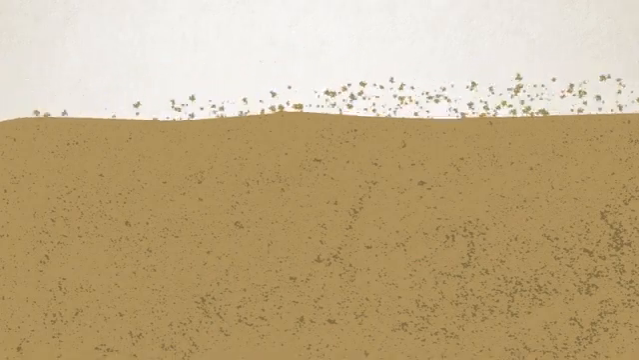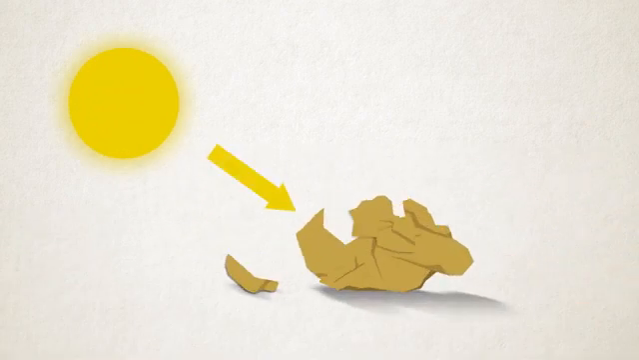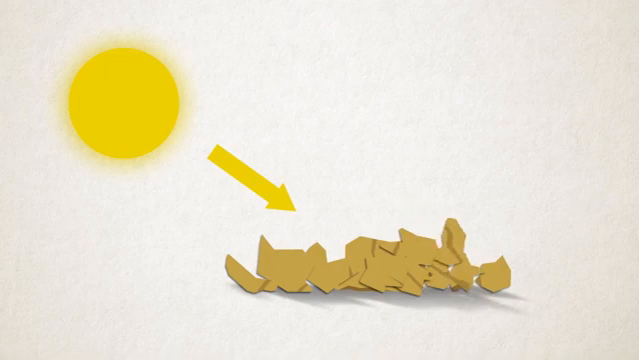The surface of Earth is constantly transformed by a process called weathering, where energy from the sun causes rock to break down into smaller and smaller pieces. But the sun doesn't melt or break the rock directly. The process is more complicated than that.